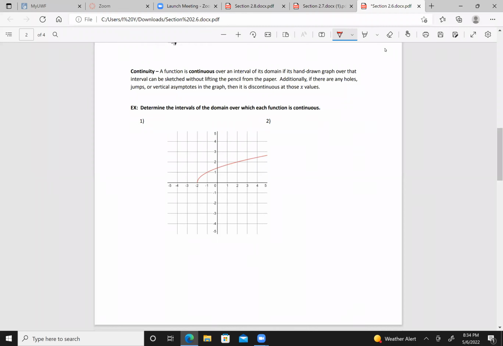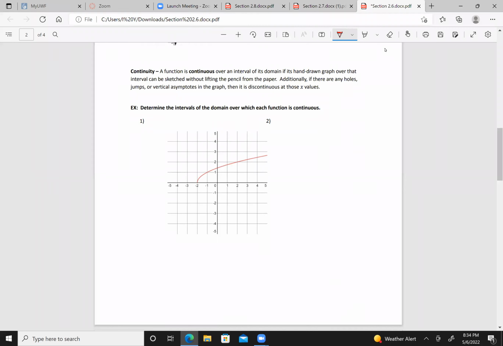A function is continuous over an interval of its domain if its hand-drawn graph over the interval can be sketched without lifting the pencil from the paper. Additionally, if there are any holes, jumps, or vertical asymptotes in the graph, then it is discontinuous at those values. So determine the interval of the domain over which this function is continuous. In other words, what values of x is it continuous?